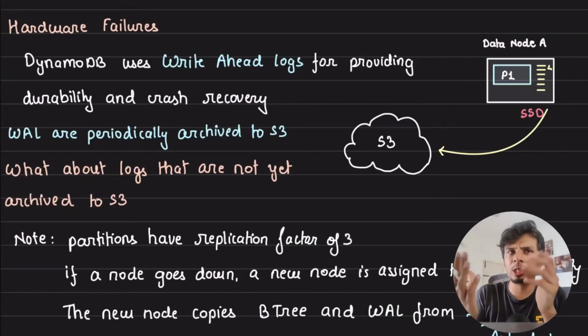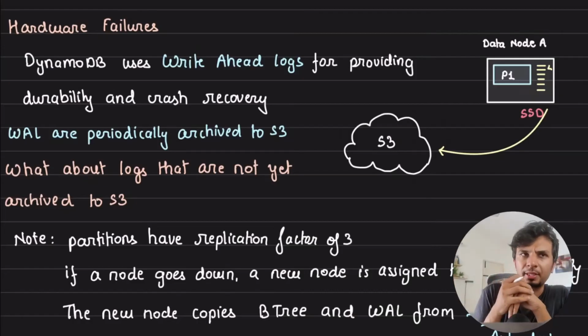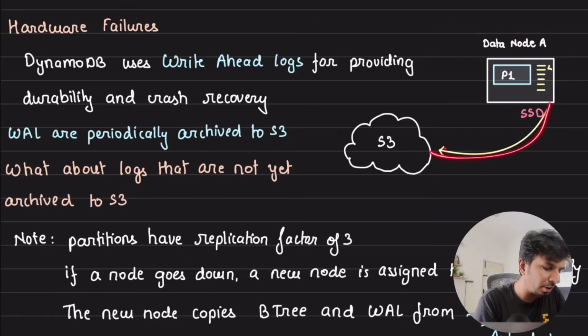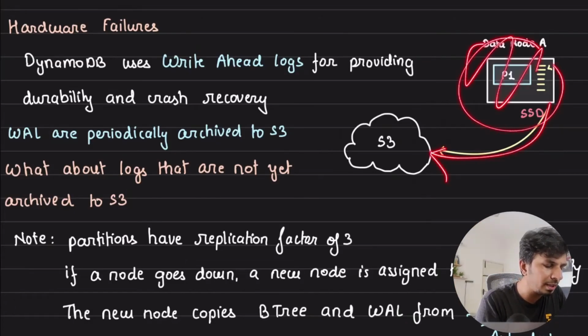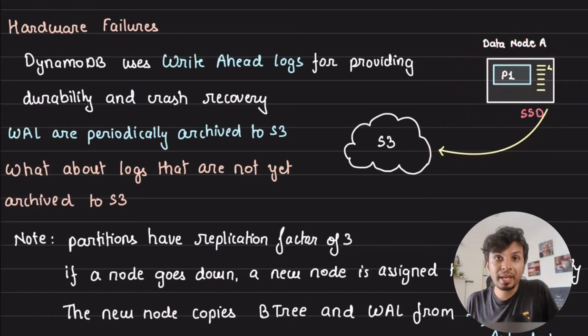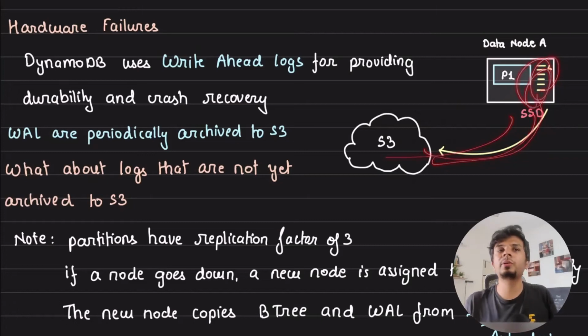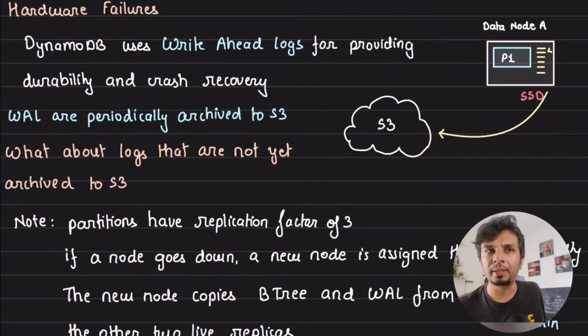That's exactly what DynamoDB also does. It's a standard procedure across all databases, right? Now, these write ahead logs are periodically archived to S3. It's really important because what if this data node becomes inaccessible? You should be able to recover that, right? So these write ahead logs are constantly, basically periodically, archived to S3.